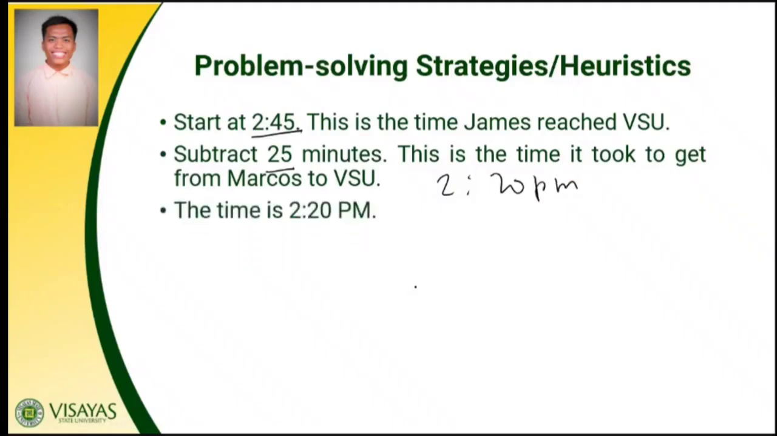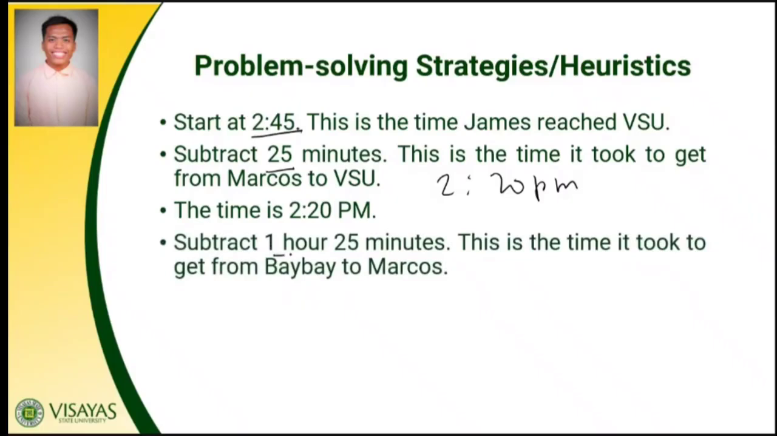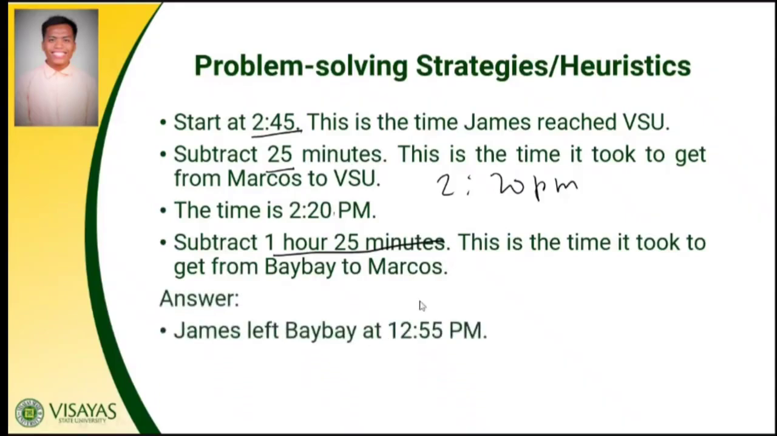Okay? So the 2:20 p.m., we subtract 1 hour and 25 minutes. This is the time he started walking from Baybay toward Marcos. So 2:20 minus 1 hour and 25 minutes. Therefore, our answer here is 12:55. So at 12:55 in the afternoon he started walking from Baybay.